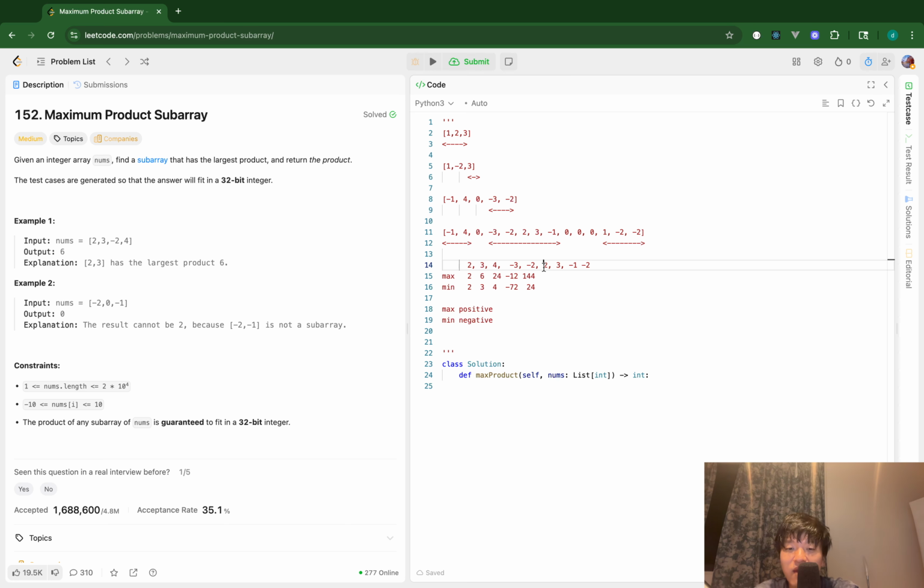Okay. Then when I get 2, because this is a positive number, to get the maximum number, I should multiply it by 144, which is the previous max. Then to get the minimum, I should multiply this with the previous minimum, which is 48. Then I get 3, and I get it in this way.